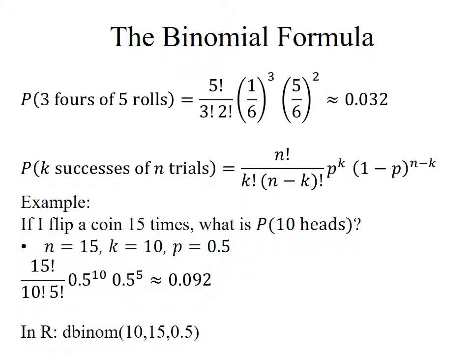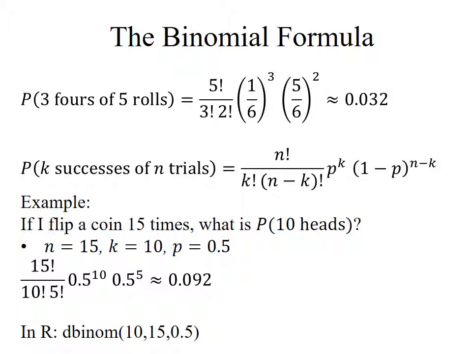So, for example, suppose I want to flip a coin 15 times. What is the probability that I will get exactly 10 heads and 5 tails out of 15 flips? Well, in this case, n is 15. I've got 15 trials. k is 10, that's the number of heads. The probability of heads, the probability of success each time, is 0.5, so I put that all into the formula. I have 15 factorial over 10 factorial, 5 factorial, and then I've got 0.5 to the 10th, the probability of all those 10 heads, 0.5 to the 5th, the probability of those 5 tails, multiply all that out, and I get 0.092. 9.2% chance that if you flip a coin 15 times, 10 of those flips will be heads.